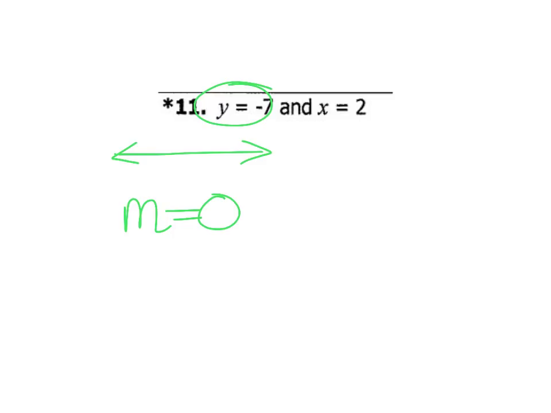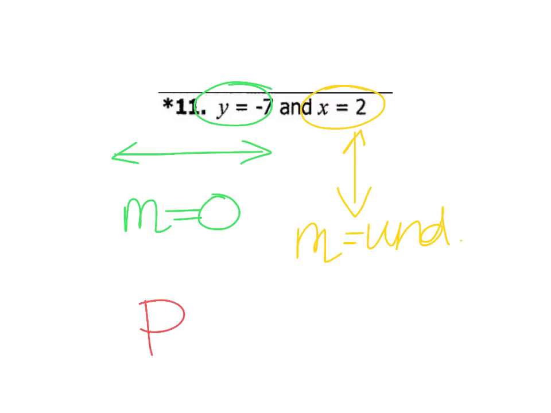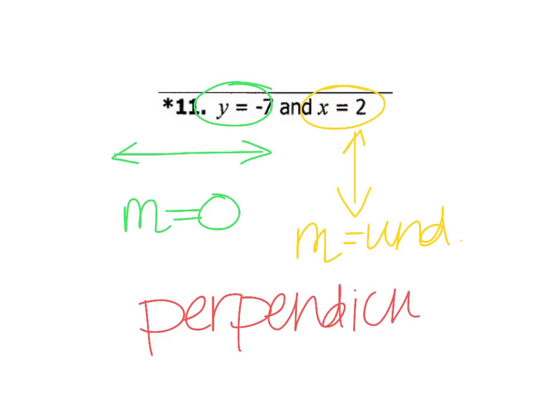Now, anytime we have x equals a number, that's always a vertical line. And vertical lines have a slope of undefined. Now, anytime we have a 0 slope and an undefined slope, these are negative reciprocals. Therefore, these lines would be perpendicular. So this is one special case that you need to be aware of.